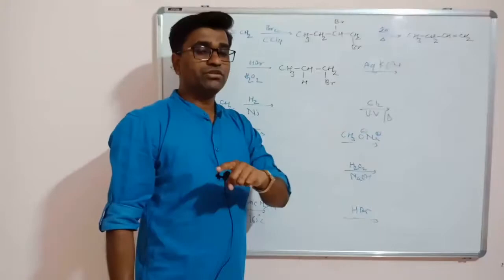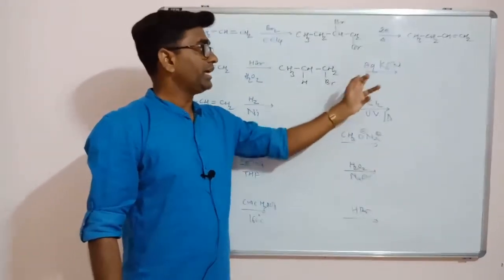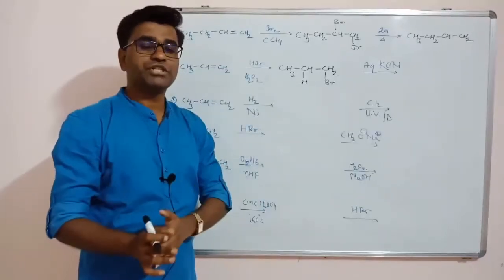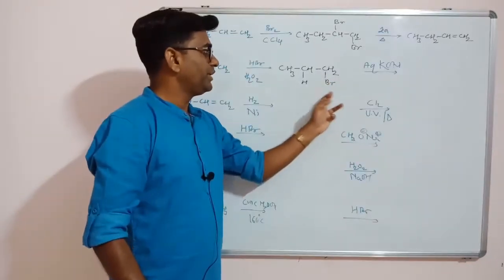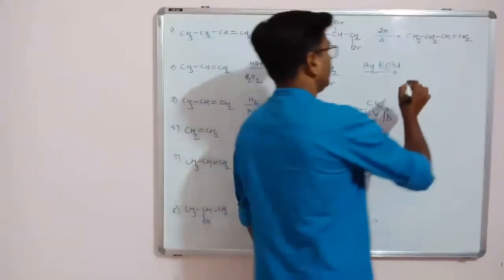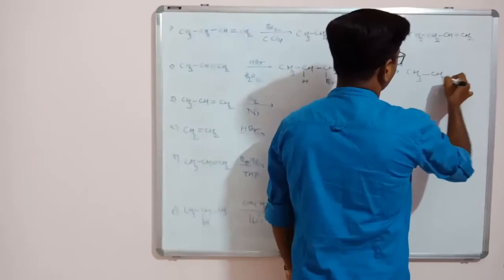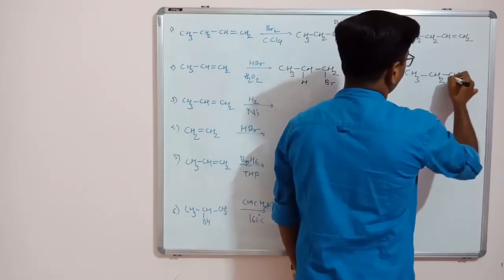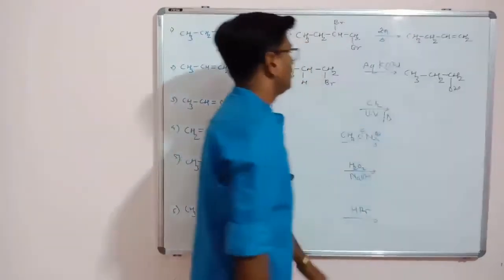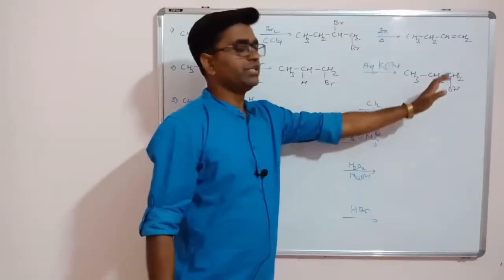Aqueous KOH, yesterday we learned alcoholic KOH, that is an elimination reaction, but aqueous KOH shows a substitution reaction. So instead of Br you should write OH. So the product will be CH3 CH2 CH2OH. So instead of Br we should write OH. The product is 1-propanol.